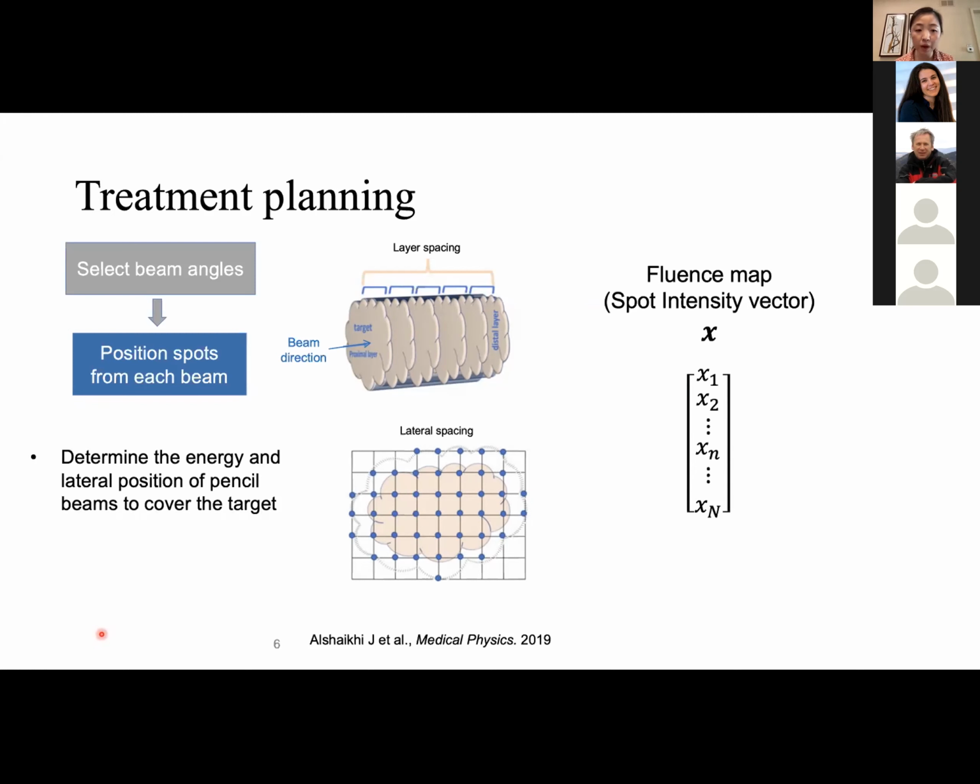And then we can formulate this vector, the spot intensity vector, or I call it a fluence map, borrowed from IMRT. Each element in the vector represents the intensity of every spot. So X1 is the intensity of the first spot, X2 is for the second, and so on.